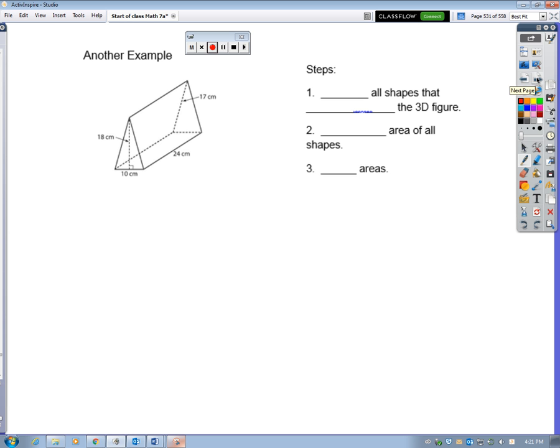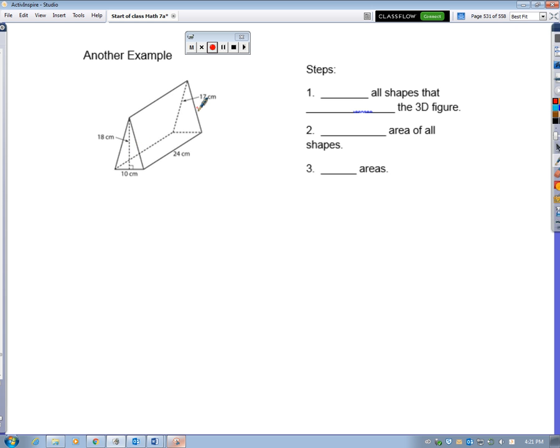Alright, so our triangular prism, looking at it, most triangular prisms have 5 sides, and this one does. We have this front rectangle, the back rectangle. We have the front side, the front rectangle, the back rectangle, and then we have the bottom rectangle. So it has 5 sides again. Okay, and we're going to go through our steps and get this solved.